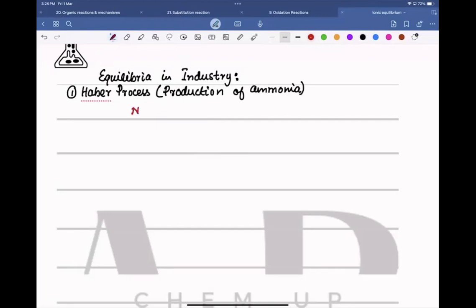So in this reaction, nitrogen gas reacts with 3 moles of hydrogen gas, forming 2 moles of ammonia gas. And here the catalyst used is iron, and the enthalpy change of this reaction is minus 92 kilojoules per mole.